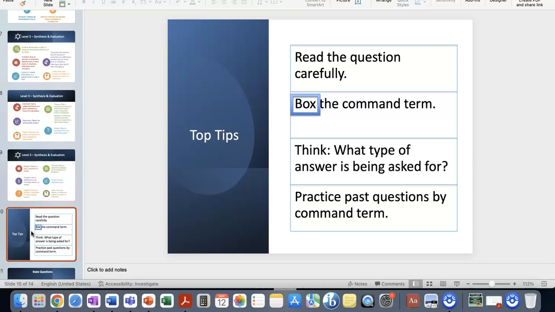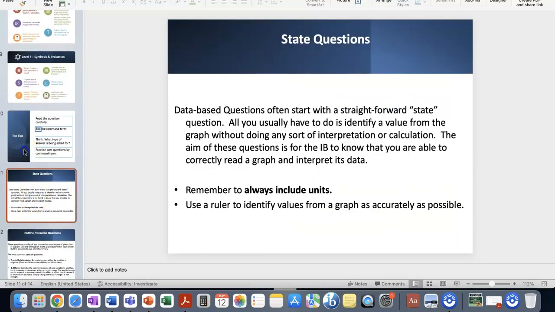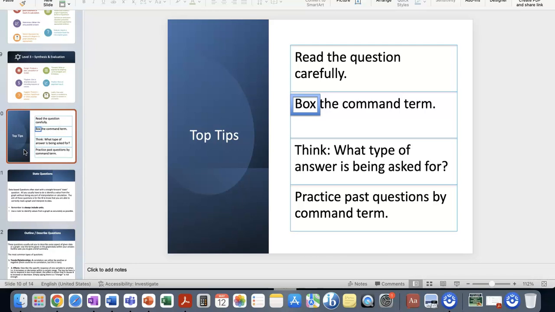At the end of your question, go back, read the question again, have you answered it correctly? I hope that works for you. That's a very quick run through. I'll do much more detail on all of the command terms at some time, but some students have some exams coming up very quickly, so I hope this helps.